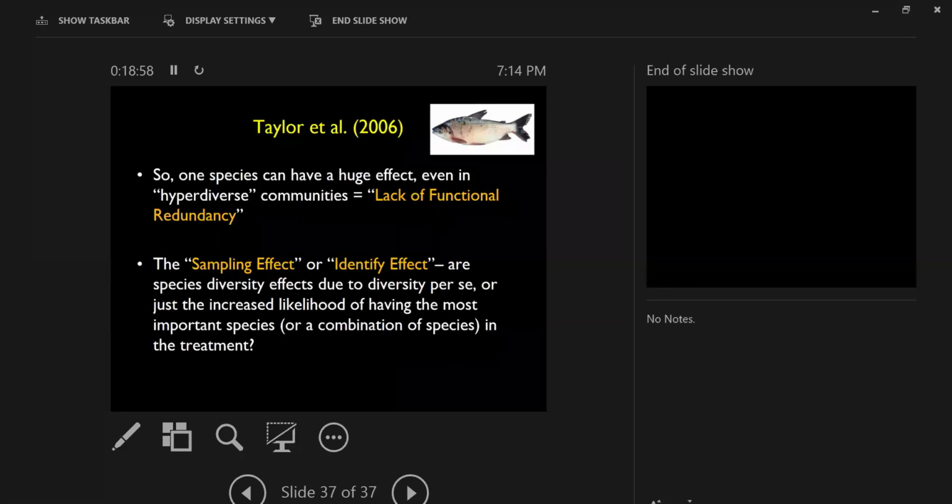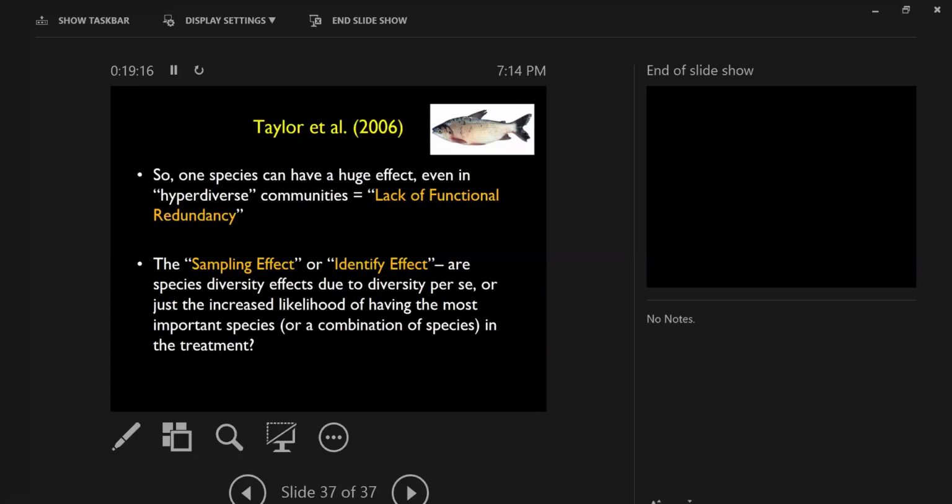So what's interesting then is that even in hyper-diverse communities with lots of species, we can find this lack of functional redundancy. That is, one species can have a huge effect. So even though this is a very diverse community, removing Procholotus is going to affect that ecosystem to a great extent.